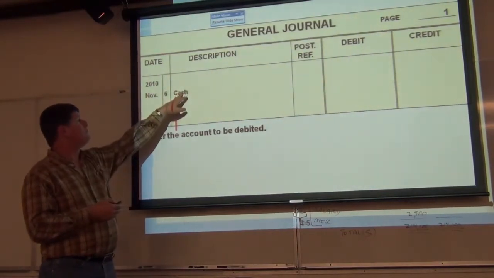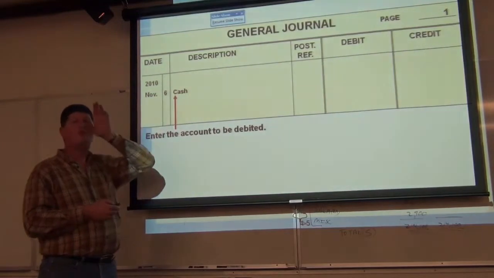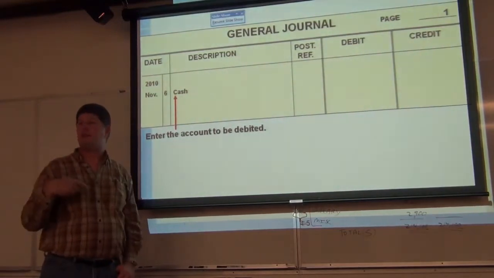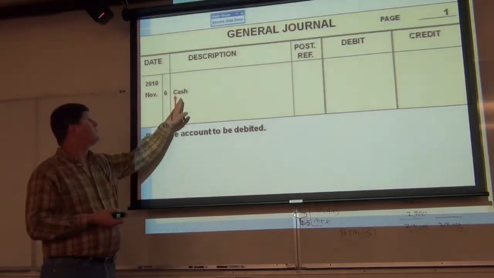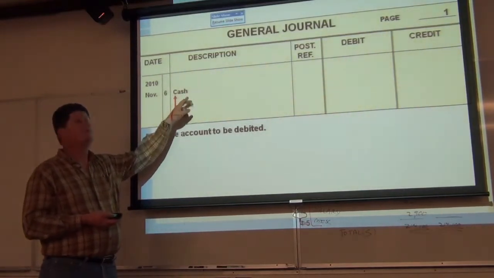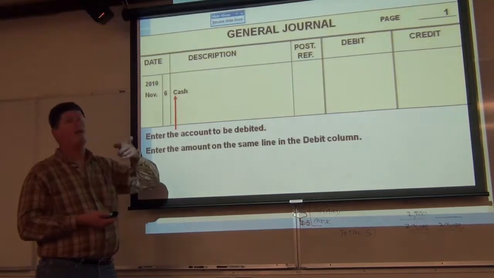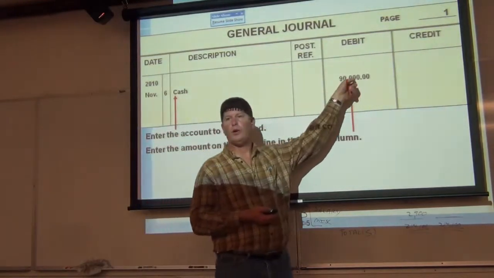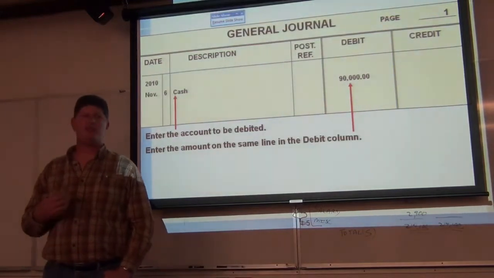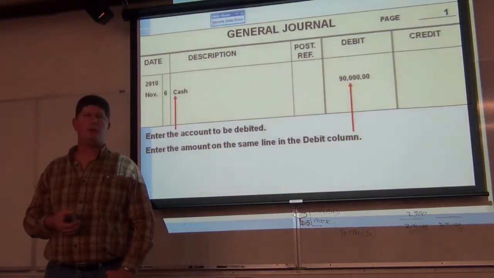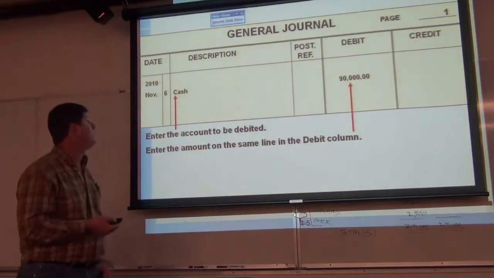The description is the account, and we always start with debits, right? Debits, credits. The convention is we always start with debits. So what account are we going to debit? And then we figure out the amount, and we record it. Okay, so what's going on here? Cash is getting debited. If we debit cash, which direction does it go? Increase. Good. Okay.